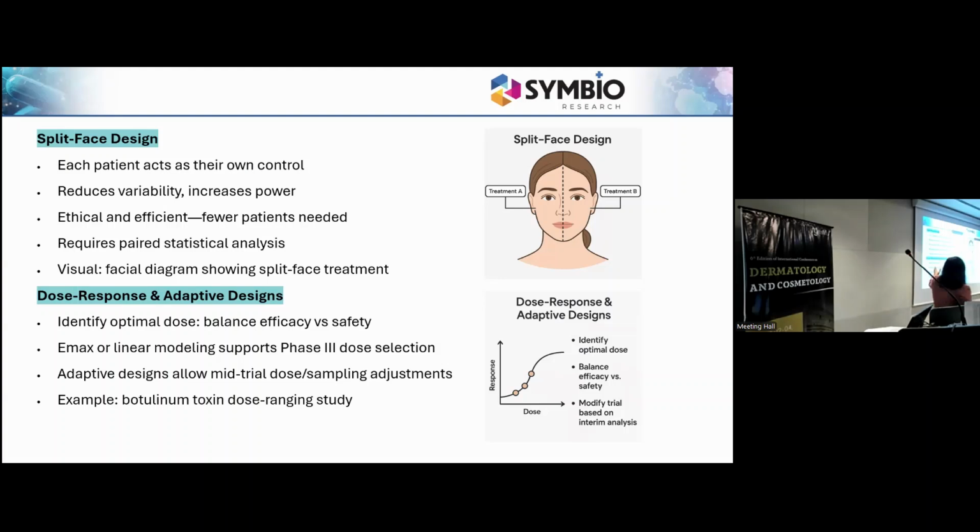Next is dose response and adaptive designs, identifying the optimal dose and balance between efficacy and safety. Now, I think people who are involved in clinical trials these days are very much aware of what an adaptive design is. Who all have heard about adaptive designs? Okay. Do you know what an adaptive design is? Can you just share 1-2 lines with us?